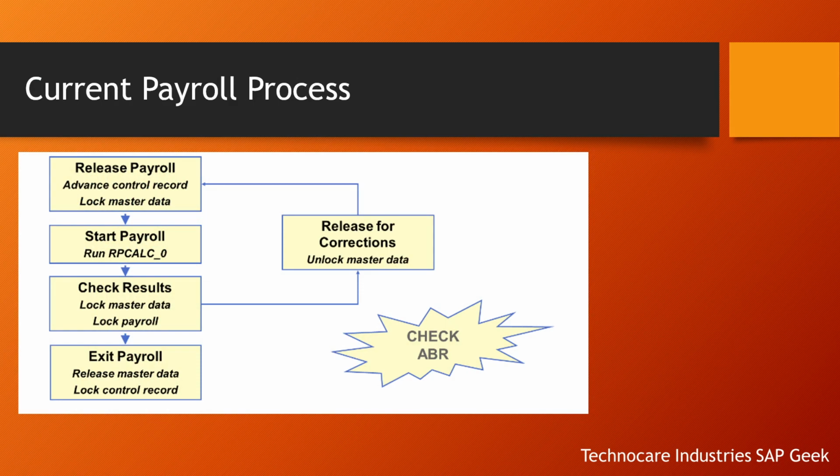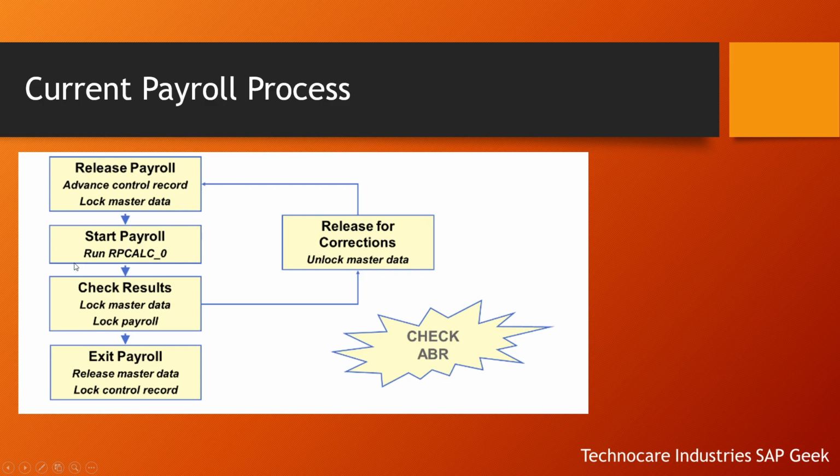Let us start with the current existing payroll process. So those consultants who are already aware of the backend payroll will understand this very easily, that the center point of the payroll process is your control record. For starting any payroll process for the month, we first release the payroll. Okay, so when we release the control record for payroll, what happens is the master data gets locked and we are able to run the payroll. So first step is always releasing the control record for payroll.